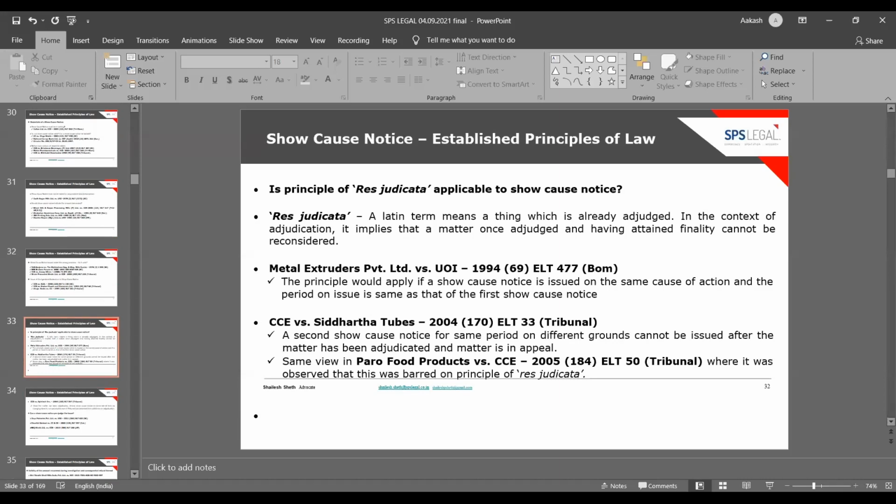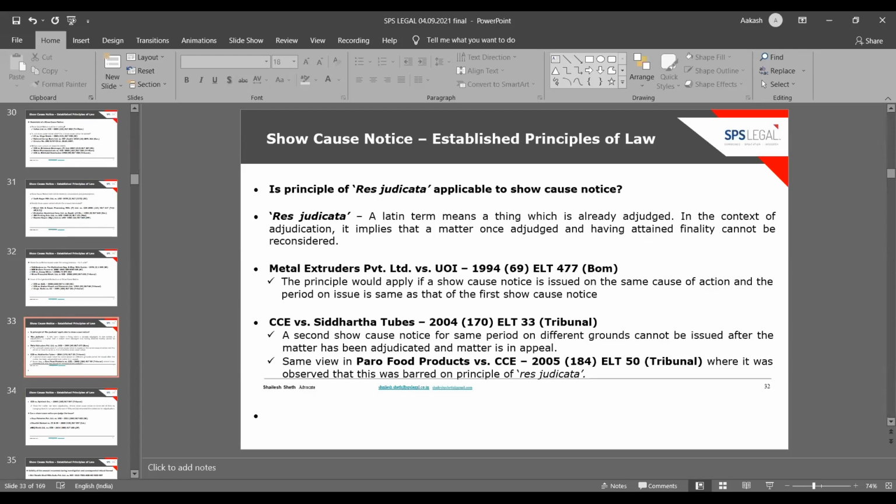Whether the principle of res judicata is applicable to show cause notice. Res judicata is a Latin term, friends, which means a thing which is already adjudged. In the context of an adjudication, it implies that a matter once adjudged and having attained finality cannot be reconsidered. There has to be an end to the litigation process. The department cannot go on reopening the case on one pretext or another. Once they have decided a particular matter in the context of the particular issue which they have raised, then they cannot go on reopening that particular issue which is settled, suppose in favor of the SSE, on another pretext. And there the principle of res judicata may come into play.